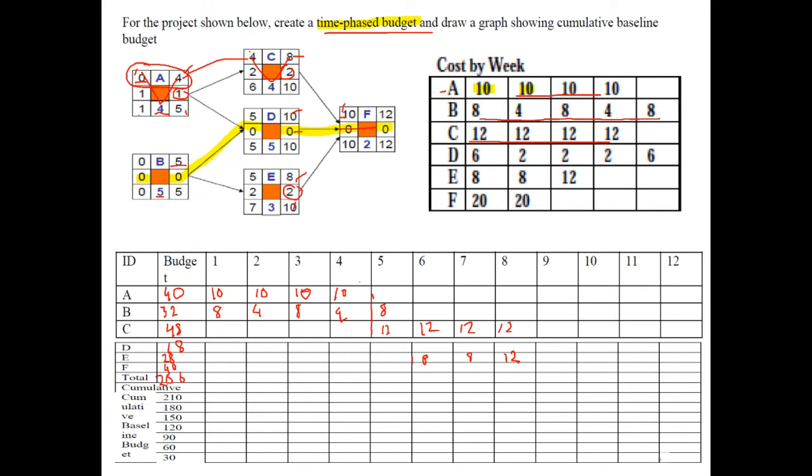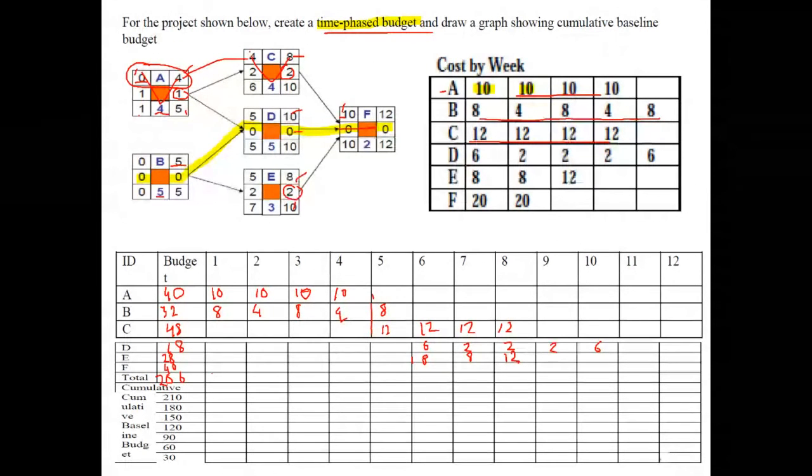And for activity D, we have 6, 2, 2, 6. So activity D depends on completion of both activity A and B, and it will be starting from week 6, and the budget for D is 6, 2, 2 and 6, so on and so forth we will do. Right, so this gives us the weekly budget for our project.